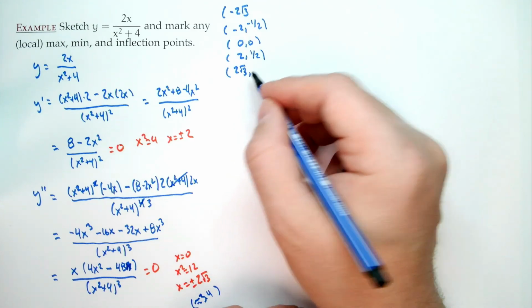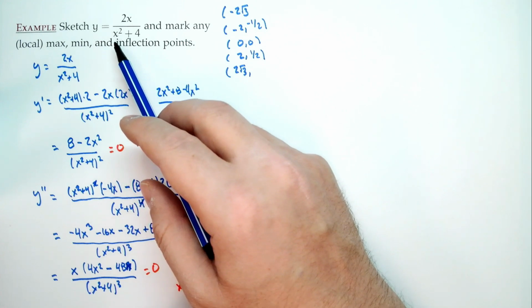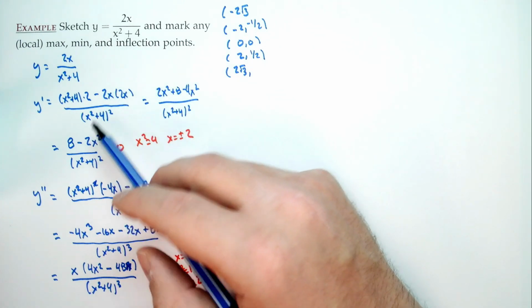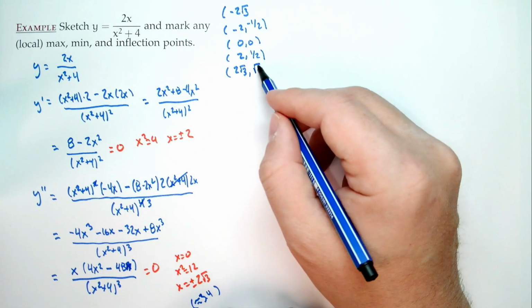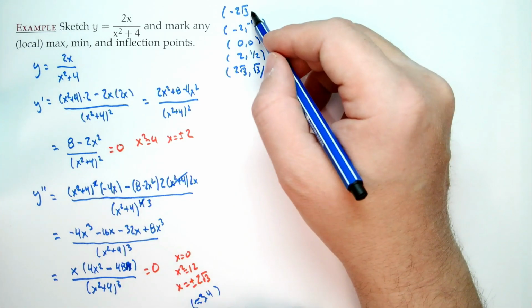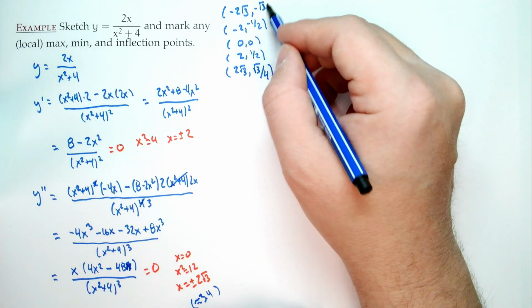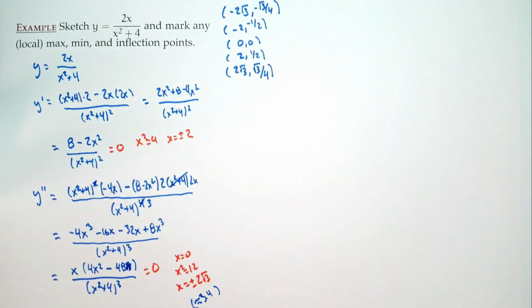How about 2 root 3? Well, if we plug that in, if we square it, we get 12 plus 4 is 16. Upstairs we'd have 4 root 3, so that would be square root of 3 over 4. So that means if we plugged in here, we'd get negative square root of 3 over 4. Now, again, 1.7 square root of 3 over 4 is 0.4-ish, give or take.